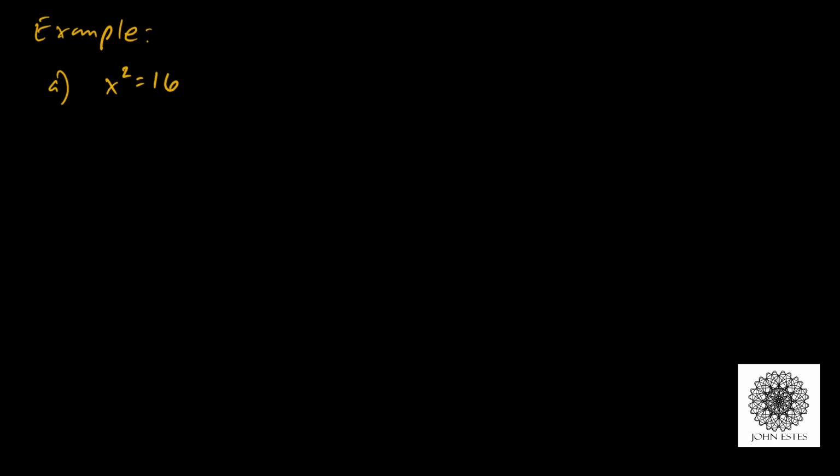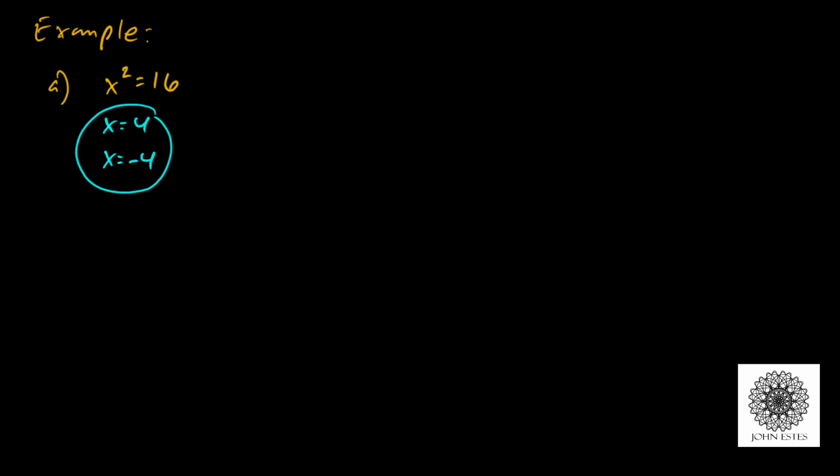What numbers do that? Well, I know that if I plug in 4 times 4 is 16, so that works. But I also know that if I plug in -4 times -4 gives me 16, right? So here I have two solutions to this equation. These equations are called quadratic equations that we'll talk about later.